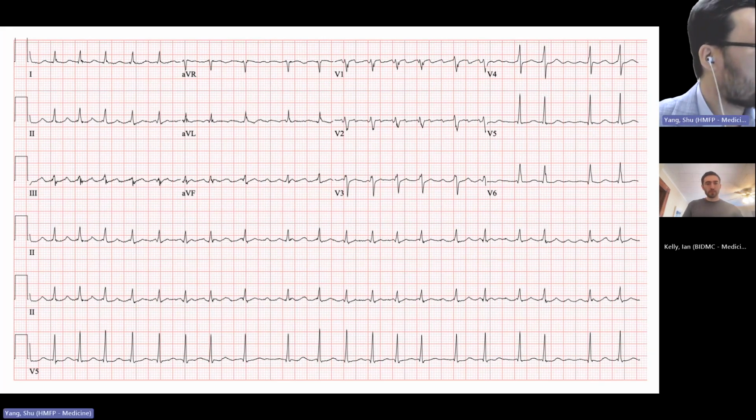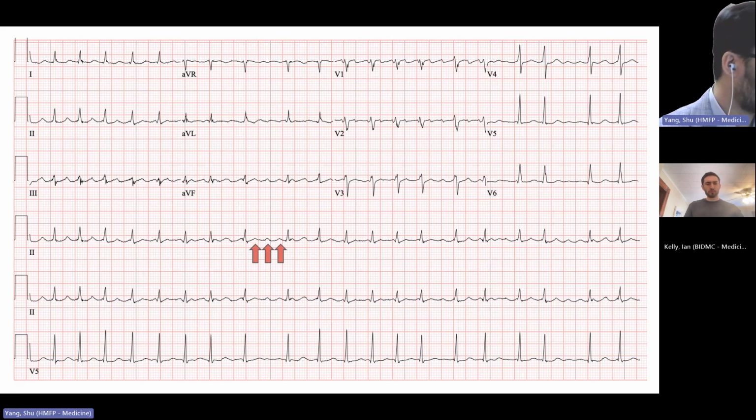So here we have an EKG of a different flutter. And again, the best leads to look at the P wave in sinus and in flutter oftentimes are the inferior leads. So lead 2 is an example. You can see there's regular atrial activity that's pretty organized throughout. And in V1, again, there's regular atrial activity that's consistent throughout.